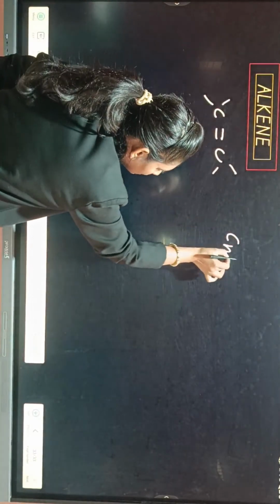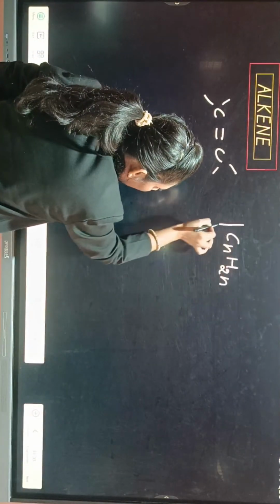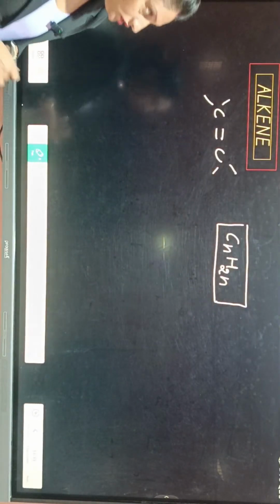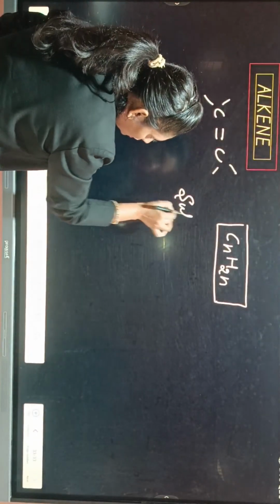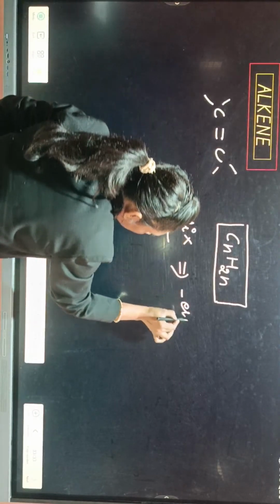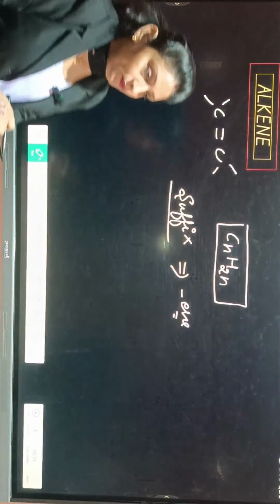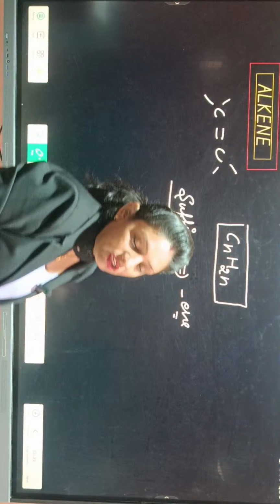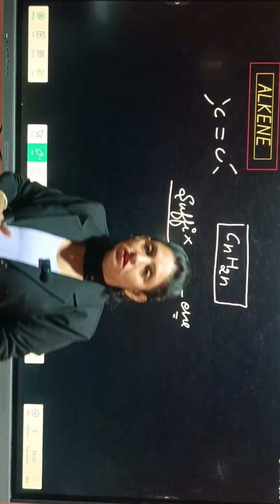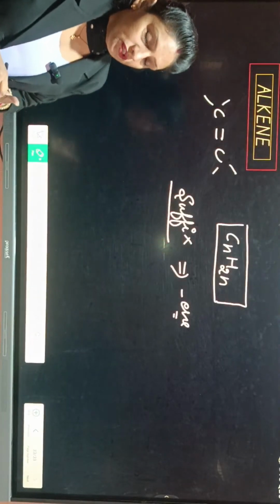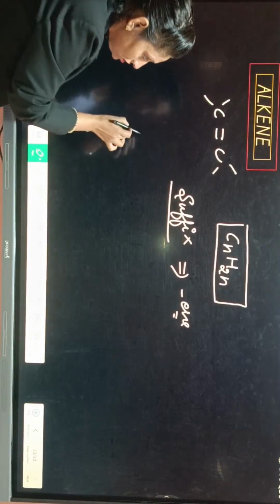Alkenes have the general formula CnH2n. In alkenes we use the suffix -ene. Isomers, we have already discussed isomers. They show mainly stereoisomerism, geometrical isomerism, cis and trans isomers. Today we will discuss the method of preparation. Before that, the structure.